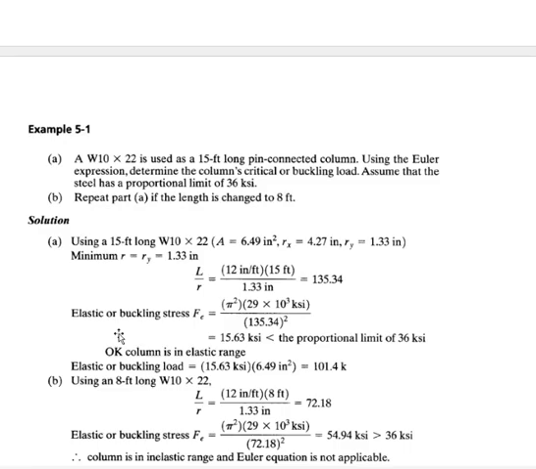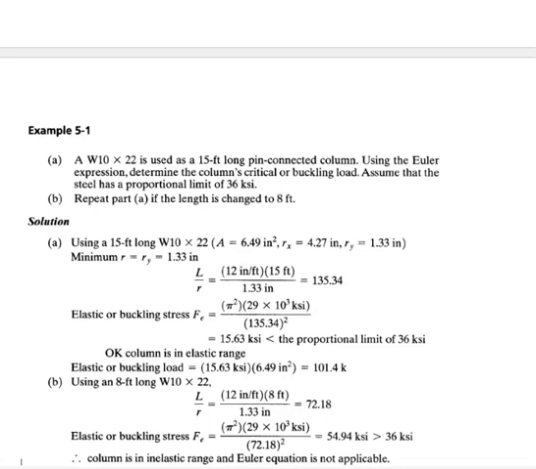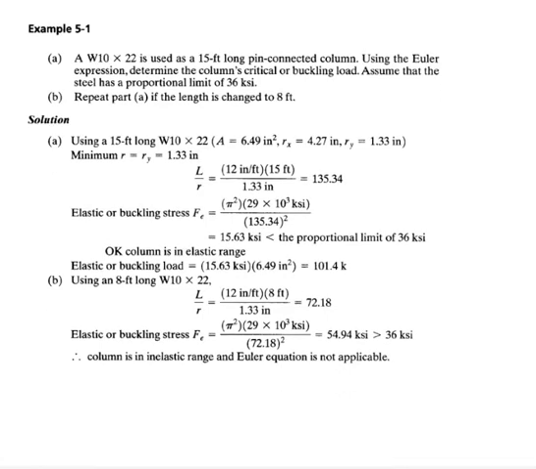Let us see that in the next example. Here, we can see that a W10x22 column is used as a 15 feet long pinned column. Using the Euler expression, determine the column's critical buckling load, that is pi squared E by (L by r) squared. Assume that the steel has a proportional limit of 36 ksi. Then repeat if the length is changed from 15 feet to 8 feet.